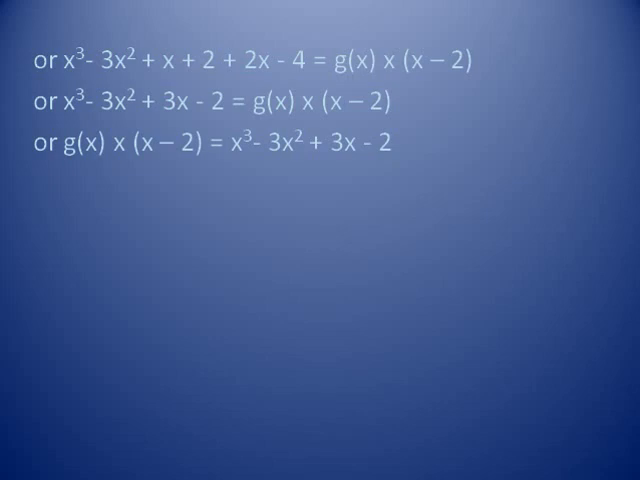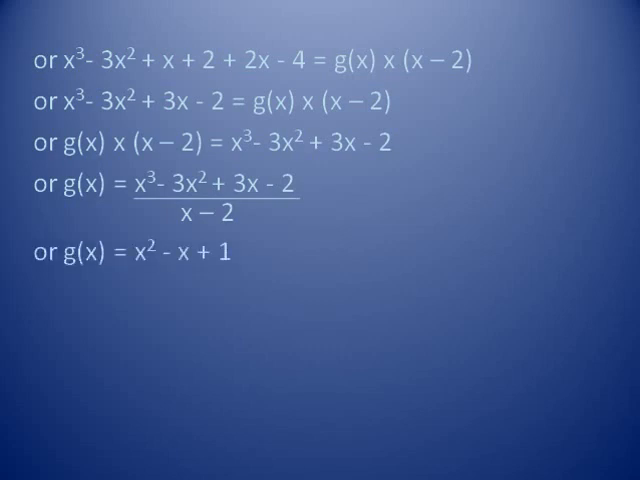So on dividing, we'll get the quotient x square minus x plus 1. You already know how to divide, so you can divide and find the quotient. So I have written here g(x); the value of g(x) is x square minus x plus 1. After division, whatever quotient you get will be the value of g(x). This is the required answer.